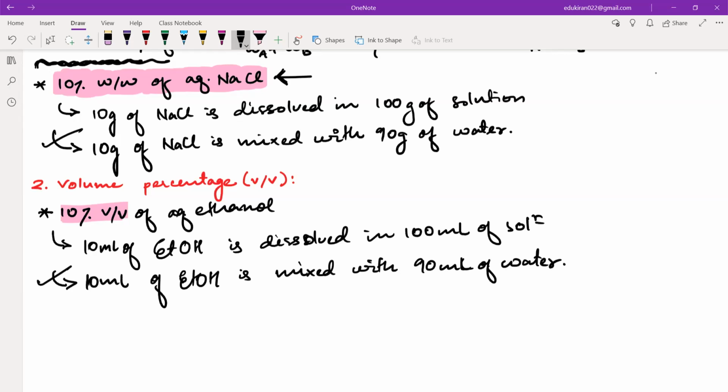Yes. Third is mass by volume percentage. Okay, third is mass by volume percentage.